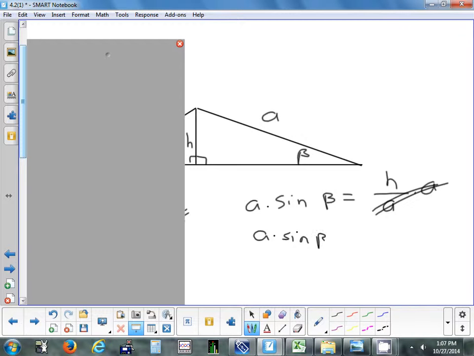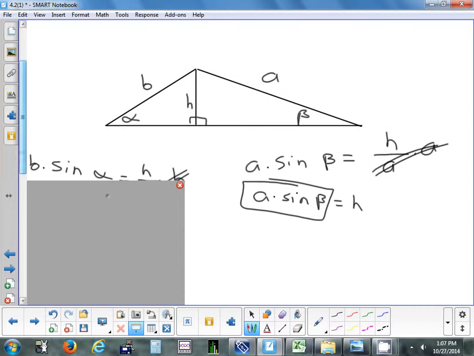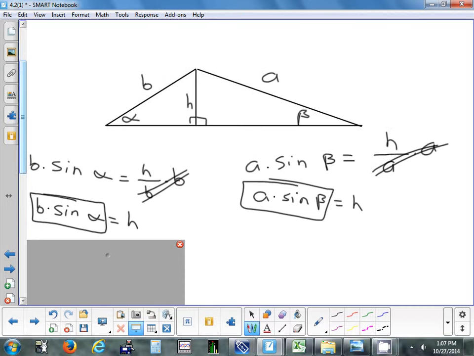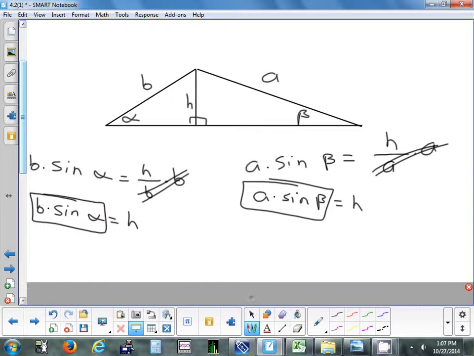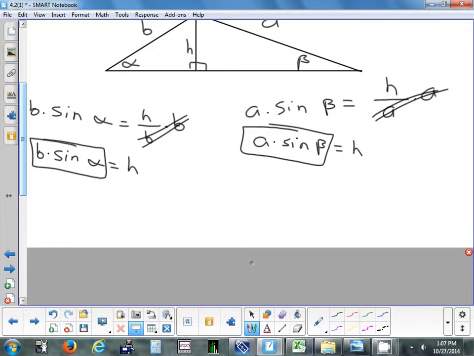So now I have another formula for H, different than the first one. A sine beta equals H. And B sine alpha also equals H. Two different ways to find the height. What do you know about the two things that I put in boxes? If they're both equal to H, they're both the same, they're both equal to each other.